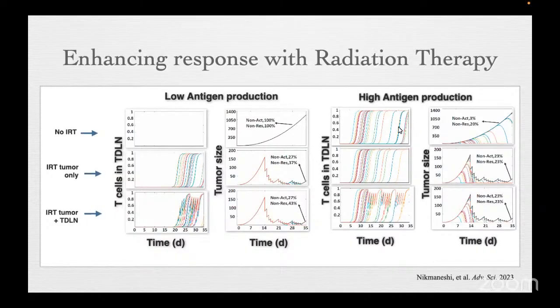For the high antigen production case, it's a little different. We have plenty of antigen here to activate those naive T cells. If we irradiate the tumor, we actually remove some of the source of antigen by killing those cancer cells. So we see a slightly lower response rate when we do that. So it really depends on the baseline antigen conditions in the tumor how this radiation therapy is going to work.